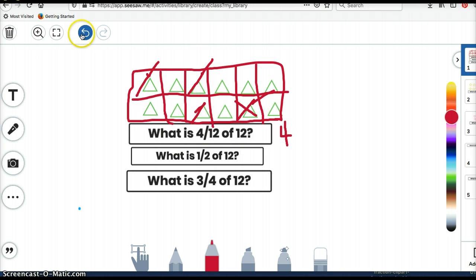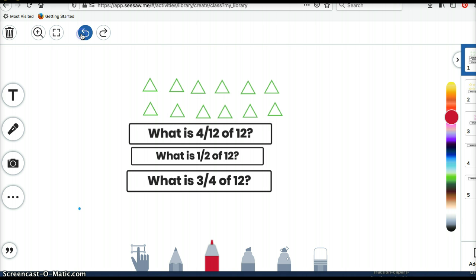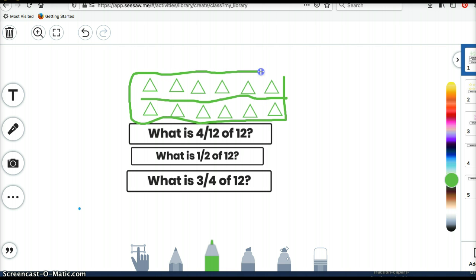So let's look at the next one. What would the next one be? So the next one, we look at the fraction 1/2. What does 1/2 mean? 1/2 means that we have 2 parts to the whole. So I'm making the rectangle to show that's what the whole looks like, a whole rectangle. And we only want 1/2 of the whole.